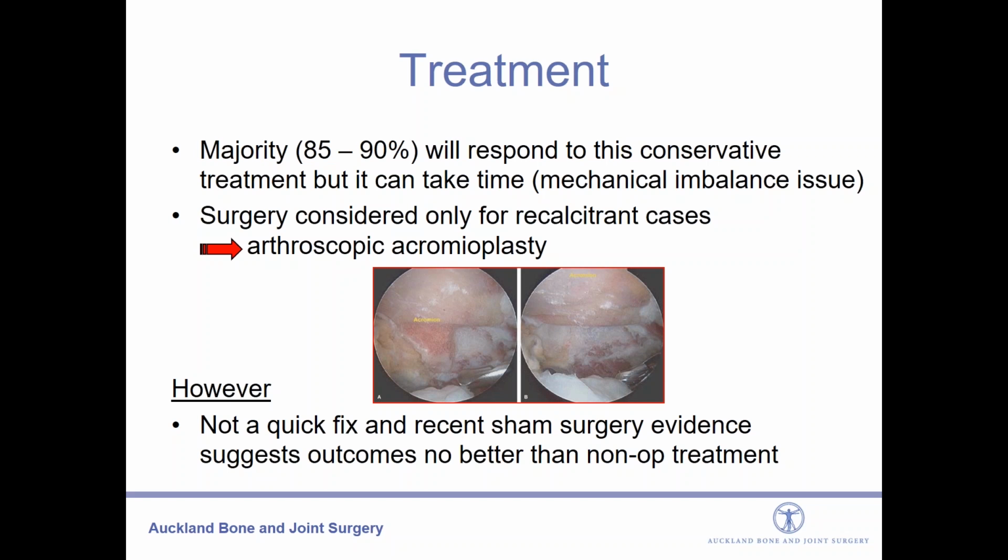But if there's no structural problem, my main aim is to avoid an operation. There are lots of reports about acromioplasty for people with impingement and bursitis, but the reality is, there was a recent sham surgery study out of the UK where outcomes were no better for an arthroscopic acromioplasty compared to just a simple bursoscopy or even non-operative treatment. So we still don't know the role of surgery, and for me, I rarely operate on the patient unless there's a structural reason to do so, like a rotator cuff tear.